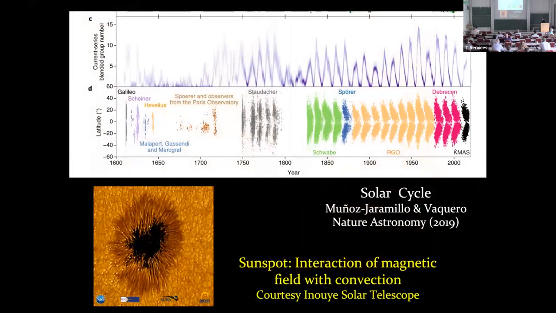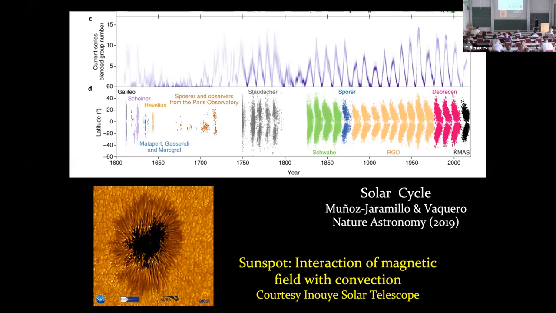So again, in the same paper, you very rarely get to see the solar cycle across. Usually we just show little bits of it, right? But this is going back to 1600 all the way to modern observations. And you can see the sun, here's the 11-year solar cycle. Okay, it's modulated on a longer time scale. We have the 17th century, where there's very few sunspots, the so-called Maunder minimum.